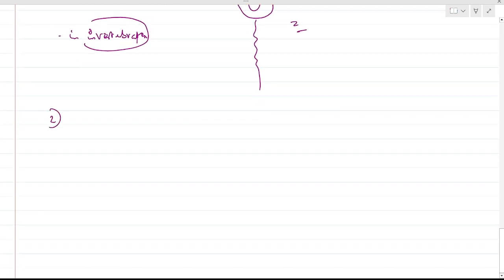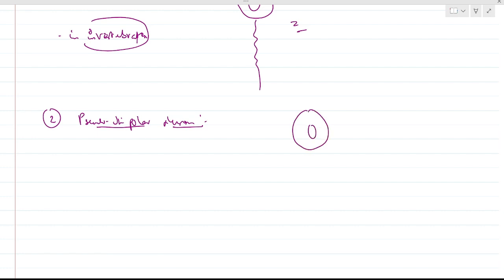Next, we have our pseudo unipolar neurons. Now, why is this called pseudo unipolar? Because it has a single cell body, no dendrites, a single axon for transmission of signal, but this axon divides into two parts. This is a pseudo unipolar neuron.